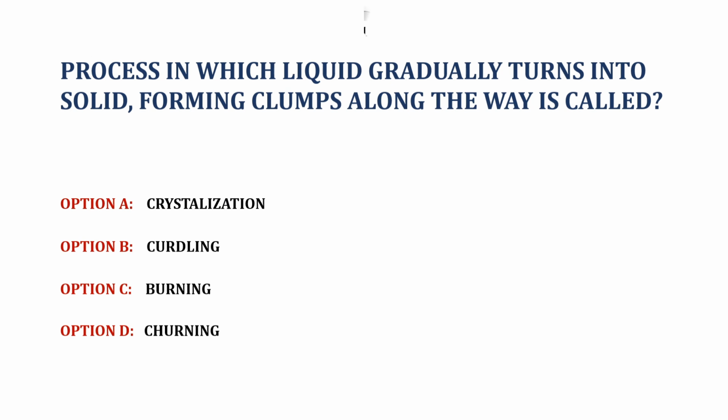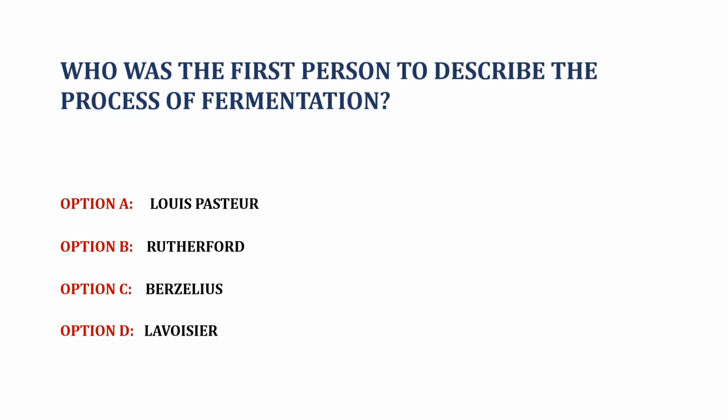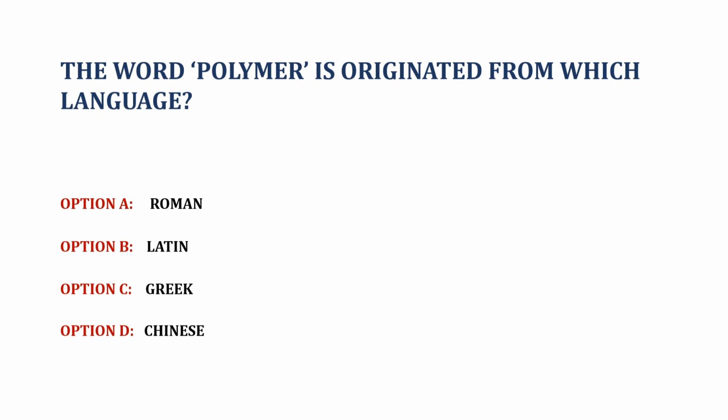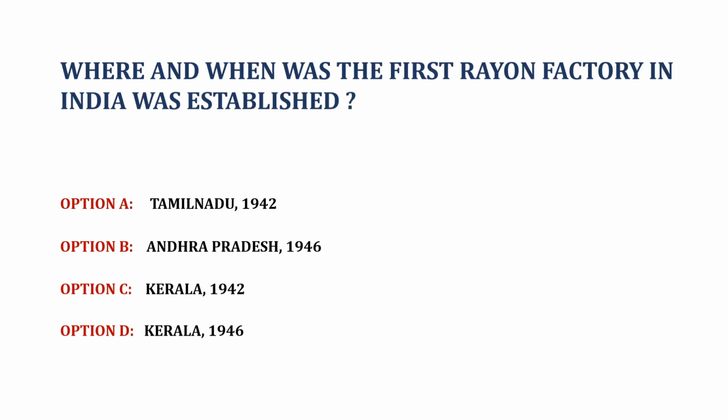Option B. Curdling. Who was the first person to describe the process of fermentation? Option A. Louis Pasteur. The word polymer originated from which language? Option C. Greek. Where and when was the first rayon factory in India established?